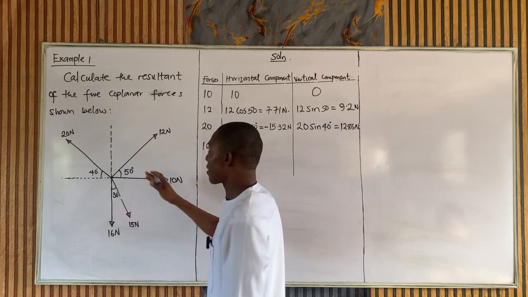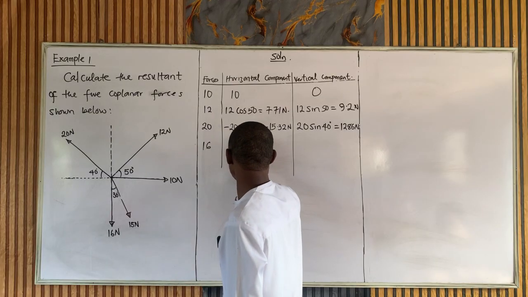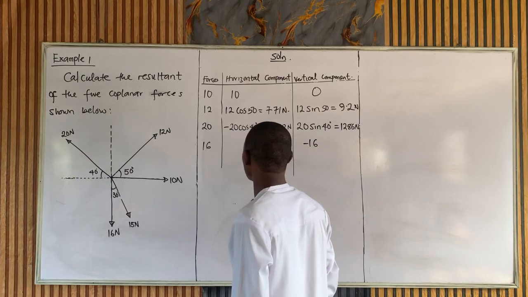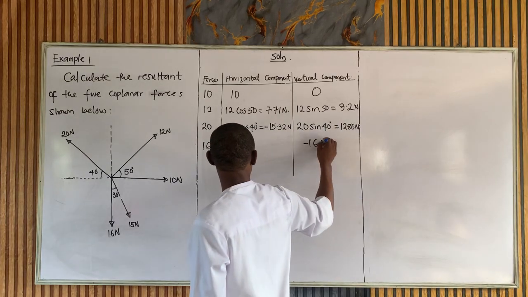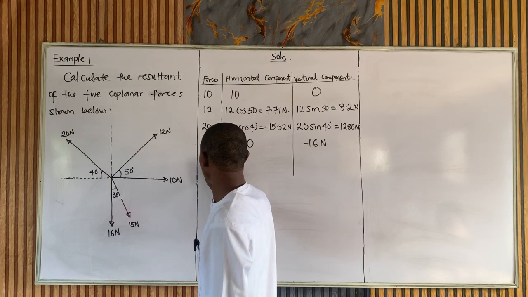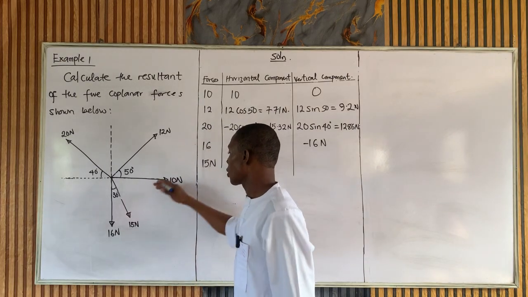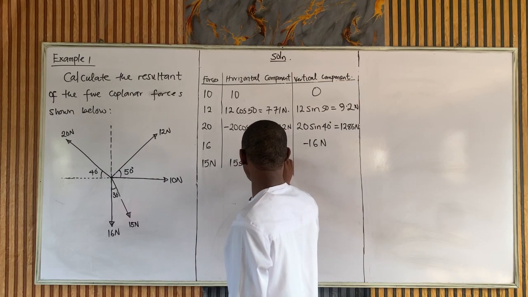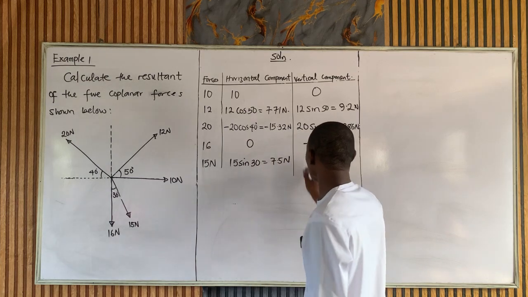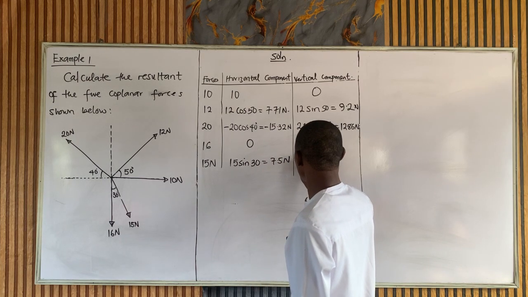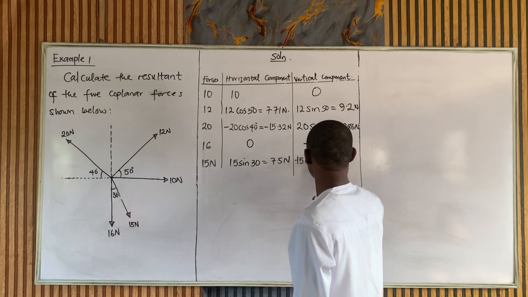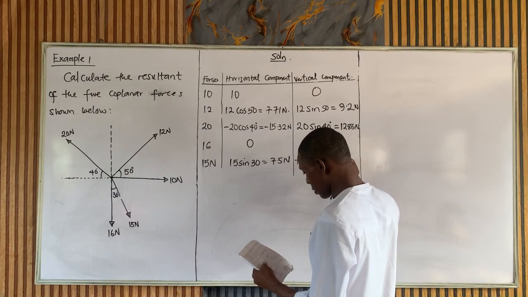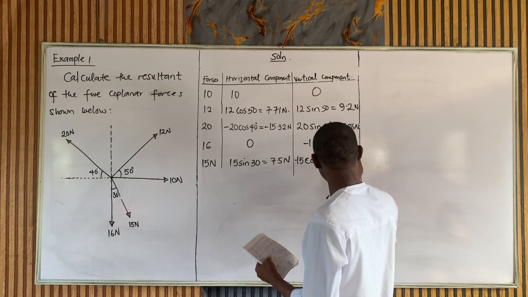Let's take the next one. The 16 Newton force is already a vertical force, so it shouldn't be resolved. It will contribute nothing to the horizontal. It will contribute negative 16 to the vertical. And lastly, we have the 15 Newton force. Resolving this to the horizontal is going to be 15 sine 30 degrees, and that's 7.5 Newton. And resolving it to the vertical is going to be minus 15 cos 30 degrees, because resolving to the vertical, you're pointing downward. That will give us minus 12.99.